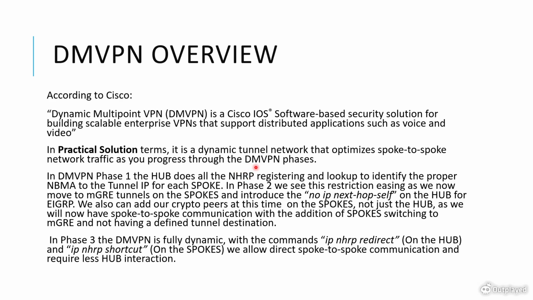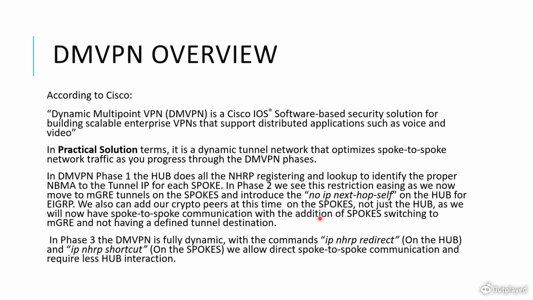In phase 2, we see this restriction easing as we move to multi-point mGRE tunnels on the spokes and introduce the no IP next-hop-self on the hub if you're using EIGRP. We can also add our own crypto peers at this time on the spokes, not just on the hub, because now you're going to have spoke-to-spoke communication, and if you're using any type of encryption, you can now build those crypto mappings and those crypto relationships with your peers, not just the hub. And now that we have spoke-to-spoke communication with the mGRE, there is no more defined tunnel destination on your DMVPN.